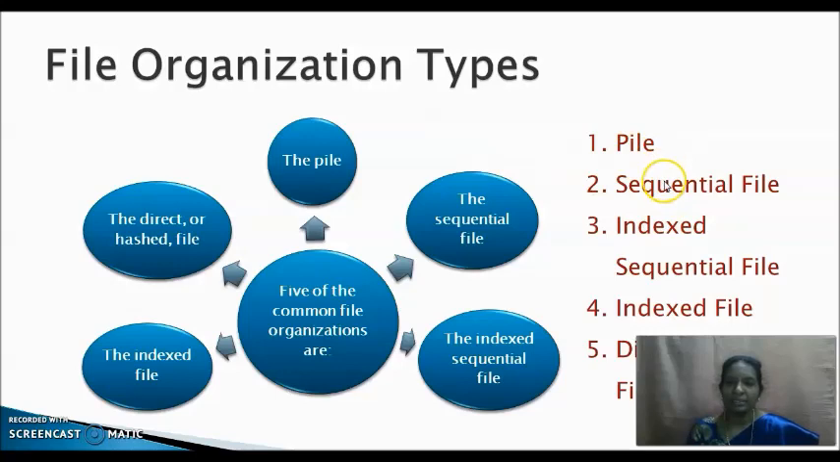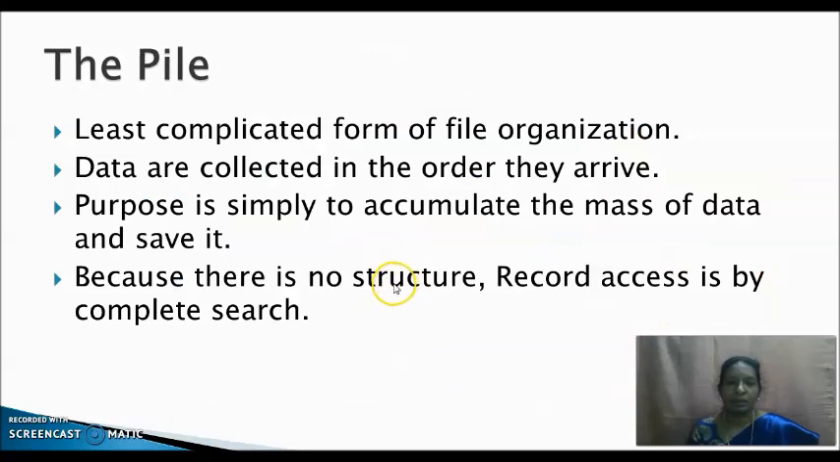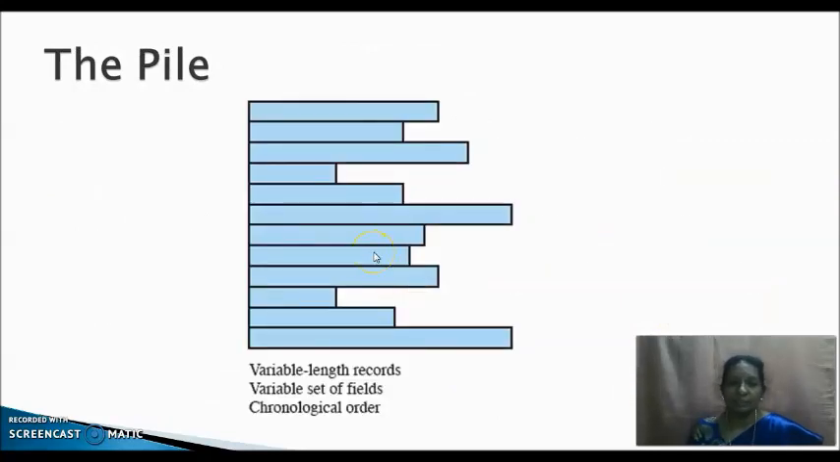First one is file, second one is sequential, third one is index sequential, fourth one is indexed, and the fifth one is direct or hashed file. First, let's see file. Look at this picture. Here, every record is arranged one after the other, and it is of variable length and variable set of fields, in chronological order.